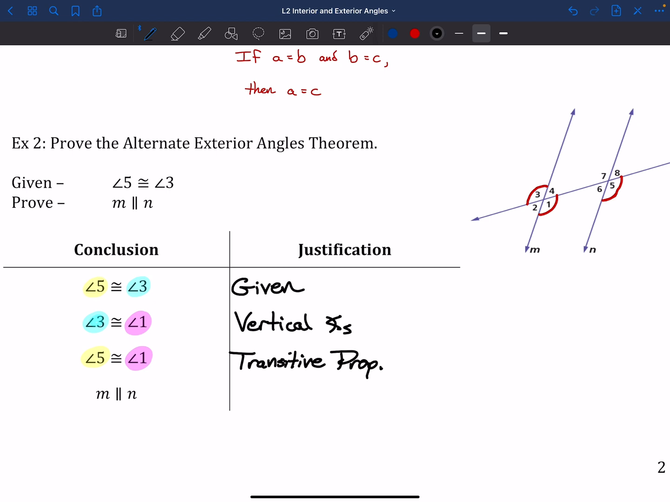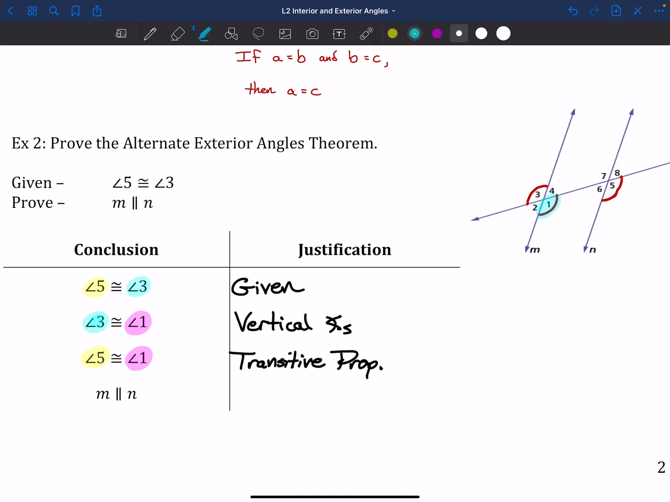All right? And then last but not least, this is probably the trickiest part of all: how can we now say that those two lines are parallel to each other? So let's take a look at what we just finished with that third step. We're saying that 5 and 1 are congruent to each other, that they have the same measure.